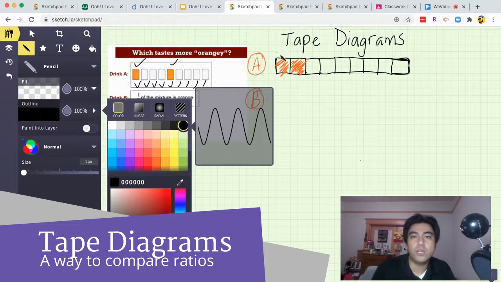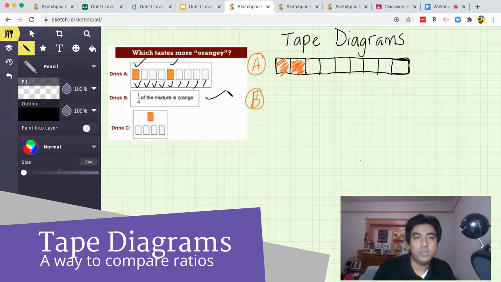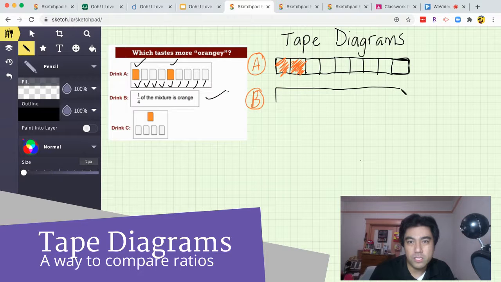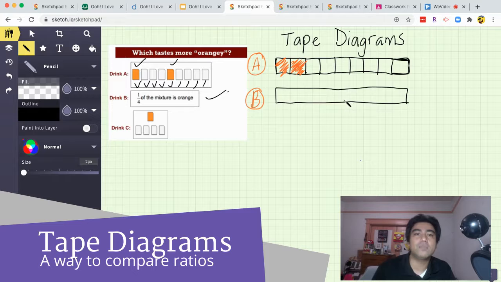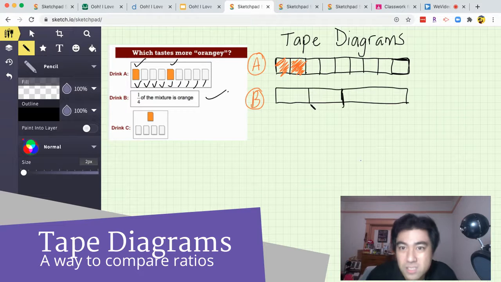Now we're going to go ahead and draw drink B. Drink B is 1/4 orange. So now, if we're really going to compare this equally, I'm going to make sure that this rectangle is the same size as the rectangle in A. So here I am again with my equal size rectangle, and I'm going to do my best to cut this into 4 equal parts. I hope I'm doing this okay. Here's 2 parts, and now I'm going to try to cut this in half, maybe around here. Yeah, okay, there we go.